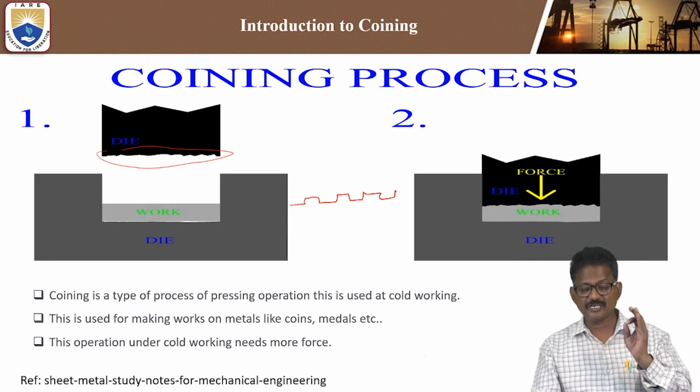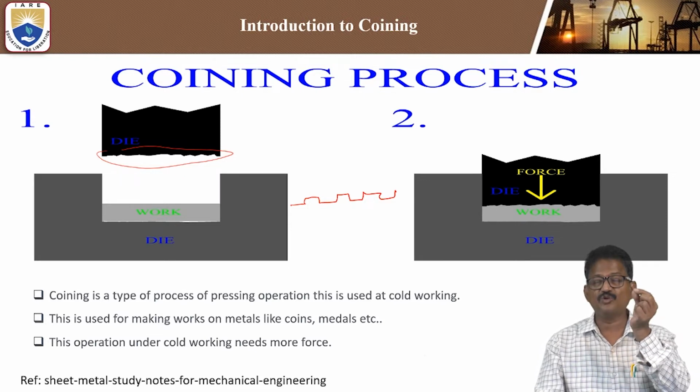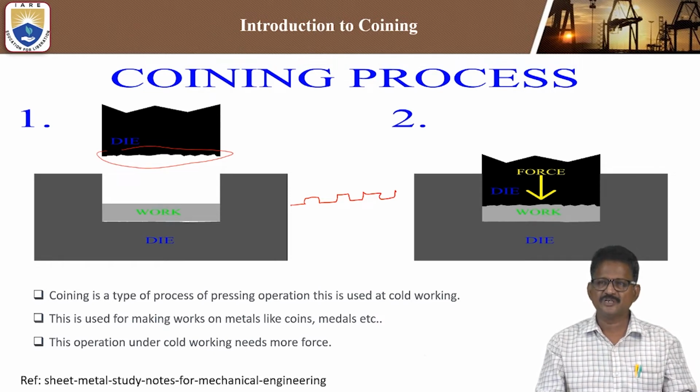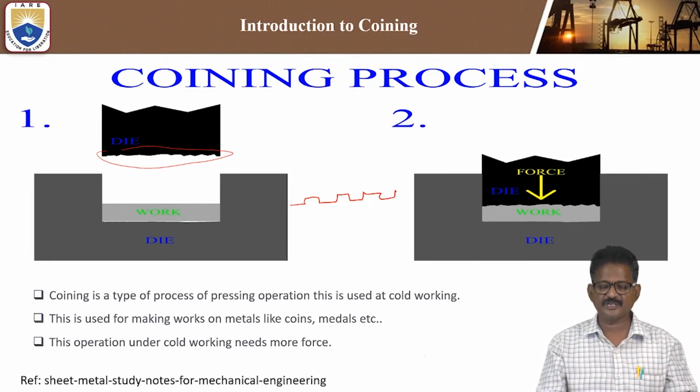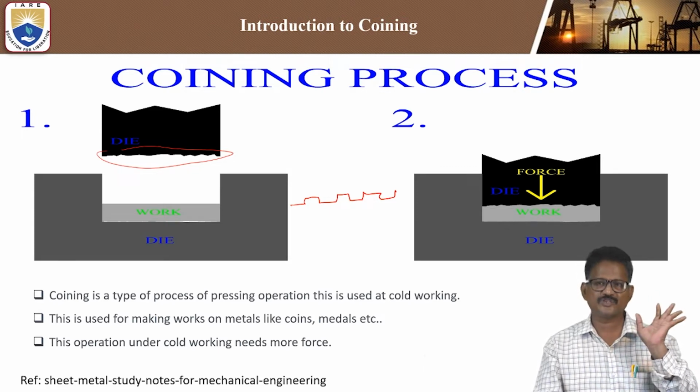This is used for making works on metals like coins. For example, medals, gold medals, and coins such as 1 rupee and 5 rupee coins. Recently the government has even introduced 10 rupee coins. All of that comes under this operation, the coining process. The major important thing is that it is a cold working process.